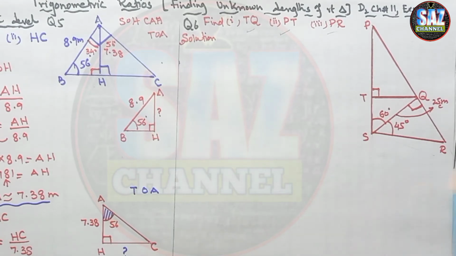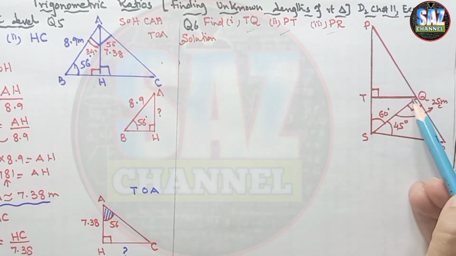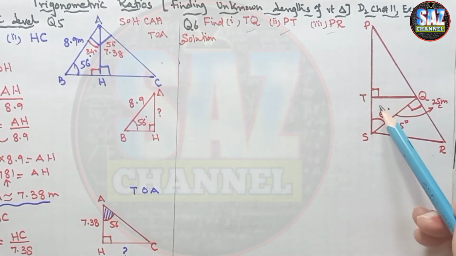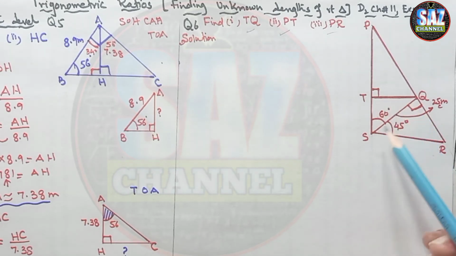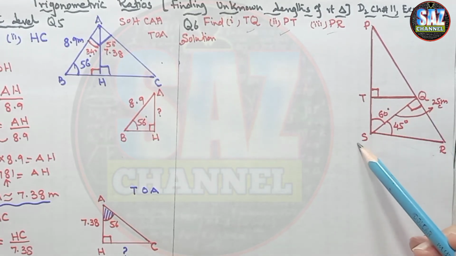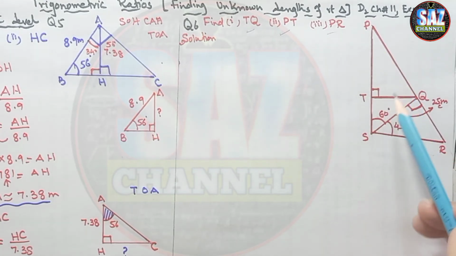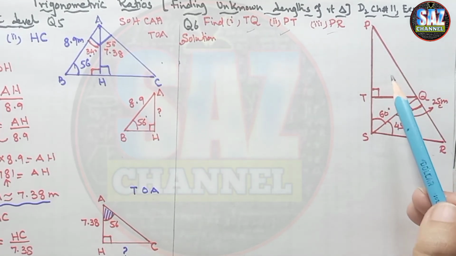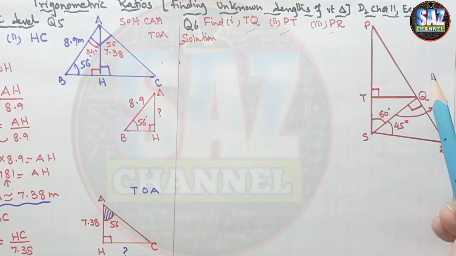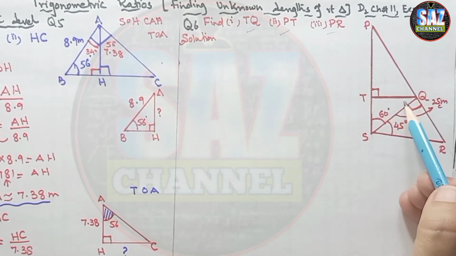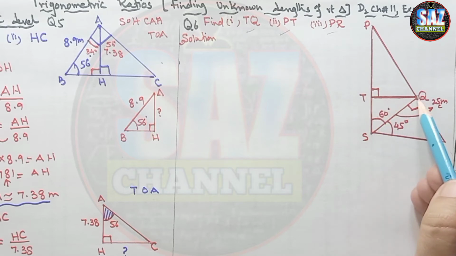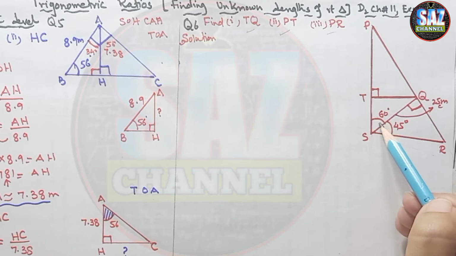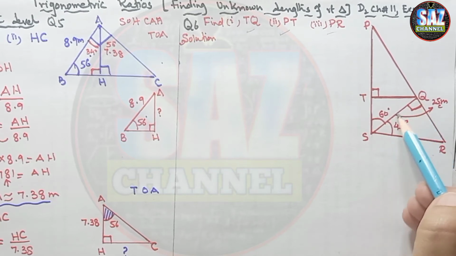If we look at the diagram, the requirement is TQ, which is the base of this top standing triangle, and which is also one of the sides of the triangle TQS. If we look at this top triangle, we are not given any information in the beginning. So in order to find TQ, we cannot make use of that triangle. So let's focus our attention on the triangle TSQ. In this triangle, one acute angle is given, which is 60 degrees, and one side is given.